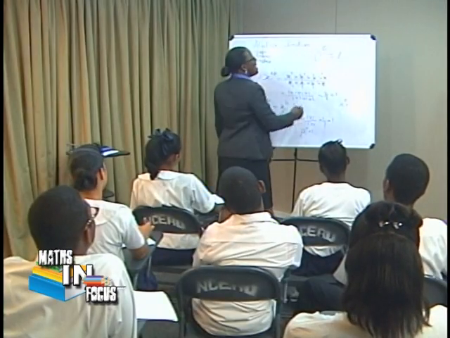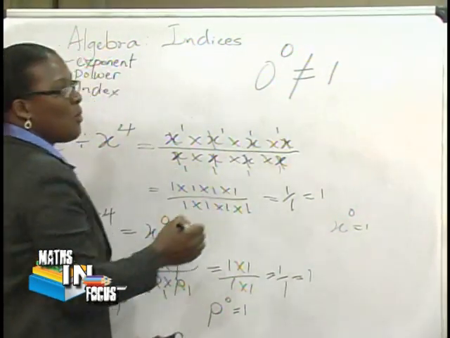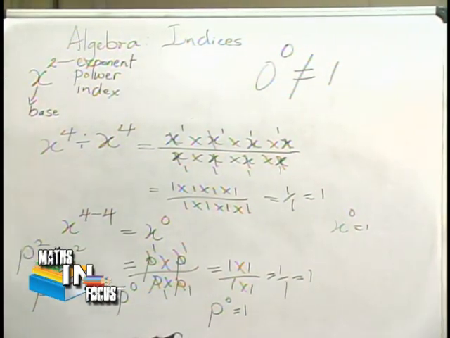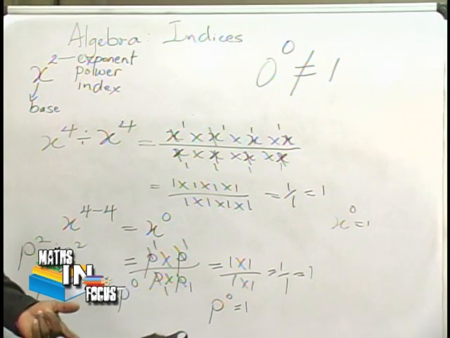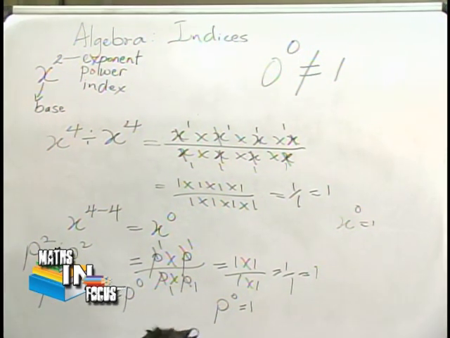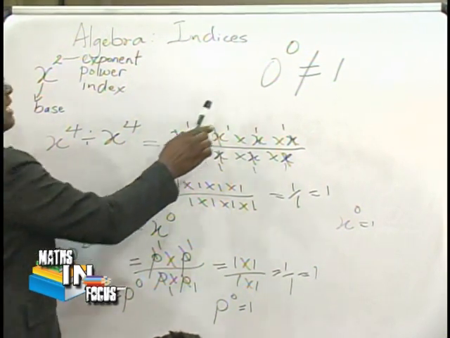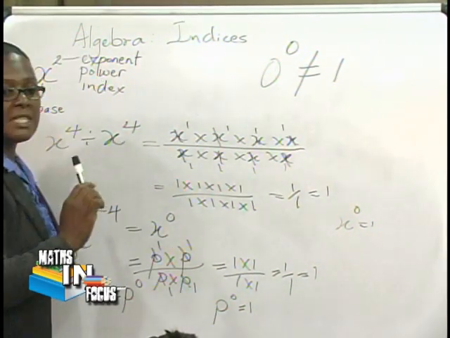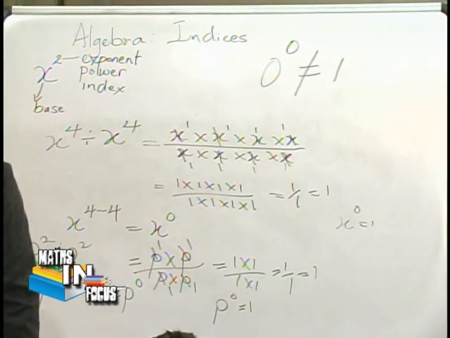0 raised to the 0 power. Is it equal to 1? No, it's not equal to 1. Because remember 0, we don't know 0. You know what nothing is? No. And you have nothing raised to the nothing power. 0 raised to the 0 power. When we have a case like this, we say it's undefined.